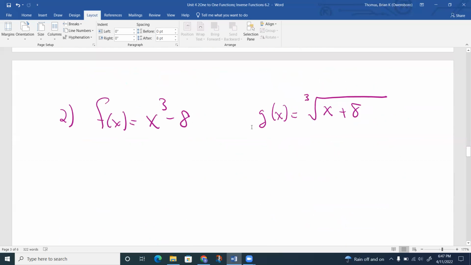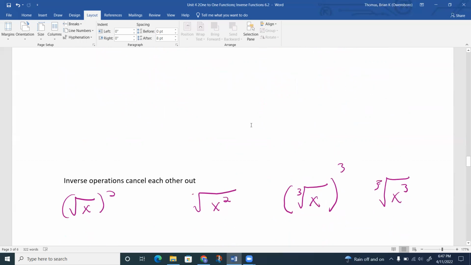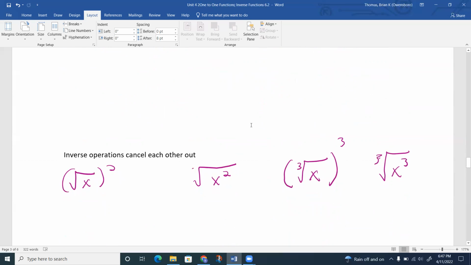So as we move into this next one, notice how we start to deal with cubes and cube roots and things like that. If we want to make a little note here, inverse operations cancel each other out. Notice how if we have square root and square, those are inverses of each other. So square root and square cancel each other out, and it just leaves me x. If I have the square root of x squared, that also is the same thing. They cancel each other out, and that just leaves me this x.